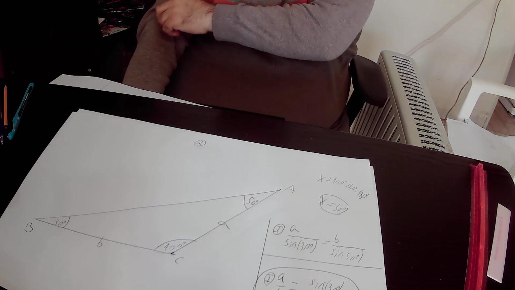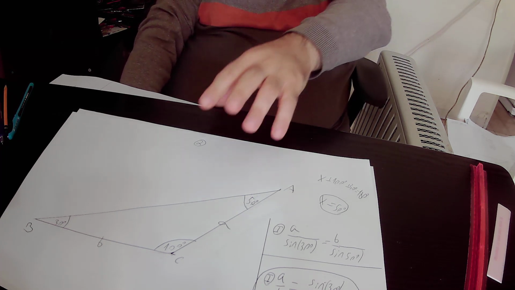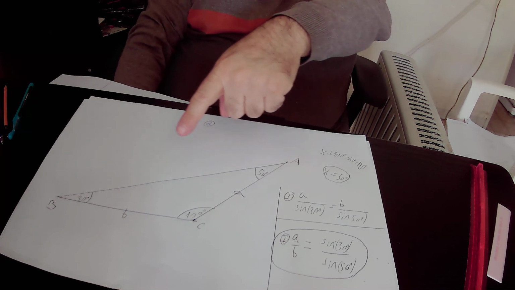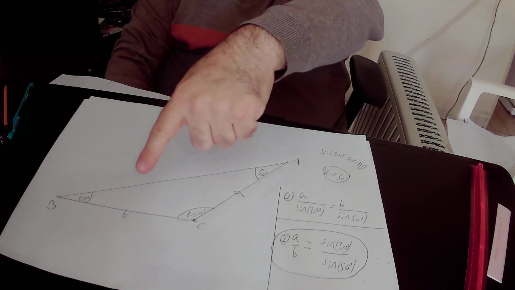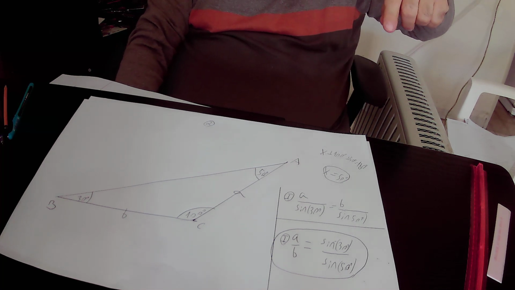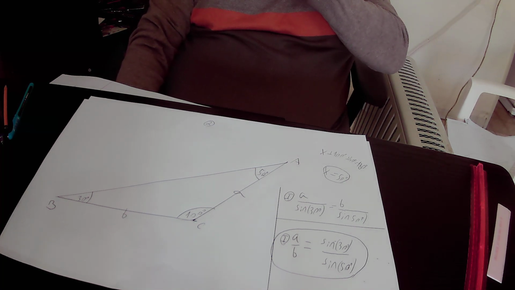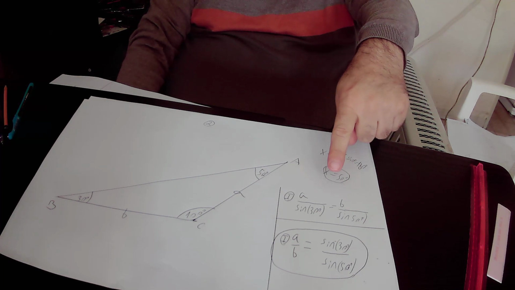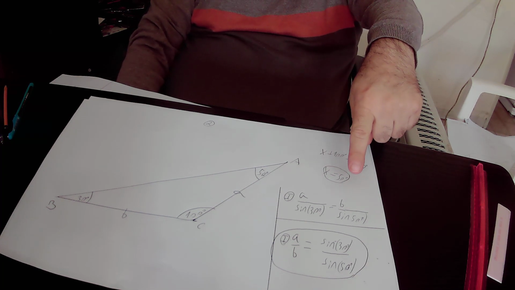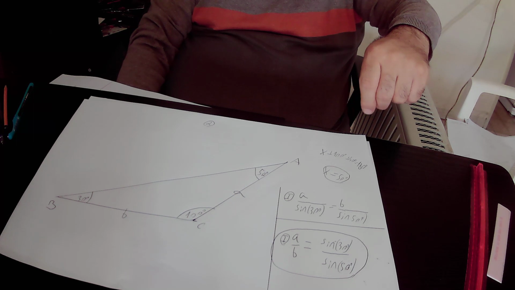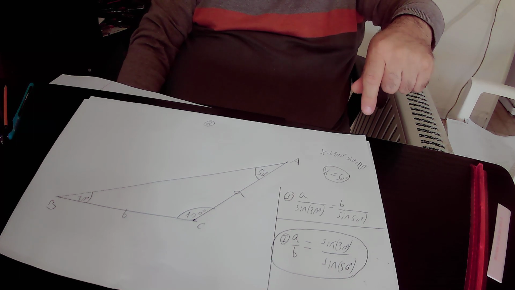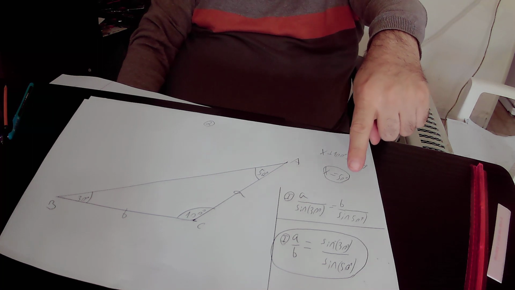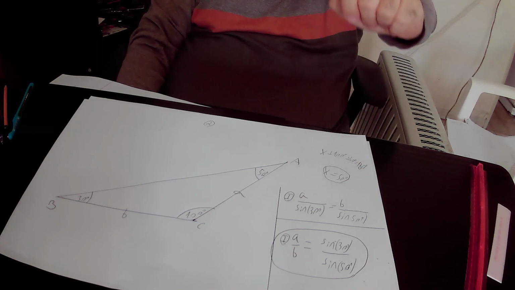Then we implemented the law of sines in this triangle ABC. According to the law of sines, A over sine 30 degrees equals B over sine 50 degrees. Here we divided the equation number 1 by B and then we multiplied it by sine 30 degrees. And so we got equation number 1 that says that A over B equals sine 30 degrees over sine 50 degrees.